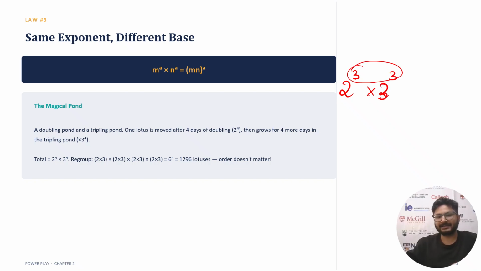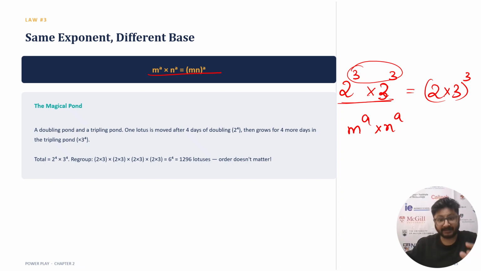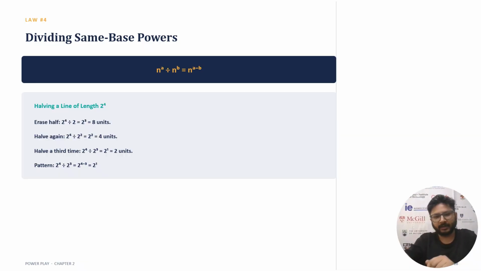Now the exponents are same, but the bases are different. In this, you will take the power out as common. It will become 2 into 3 whole to the power 3. So this is what is written here, m to the power a into n to the power a. In this, the bases are different, but the powers are same. So it will become m into n whole to the power a. Okay, perfect.